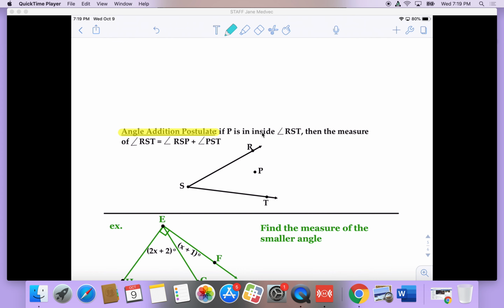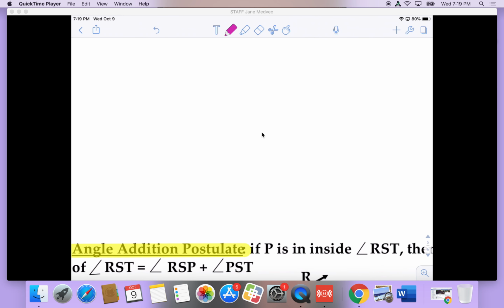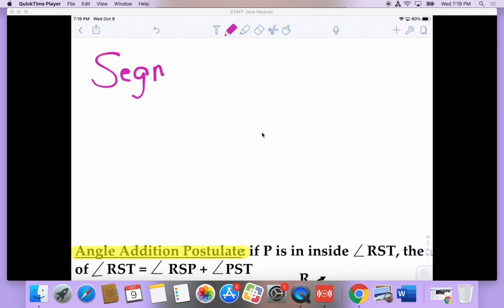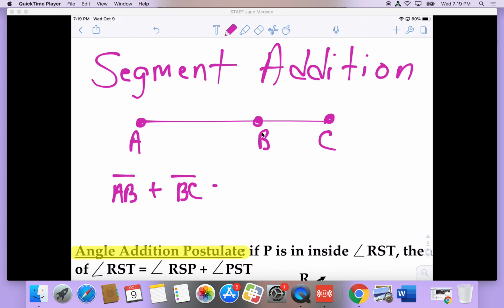All right, let's take a look at the angle addition postulate. Now, the past couple of lessons, we talked about segment addition. So if you remember with segment addition, we said that if I have a segment like this, and let's call it A, B, C, we would say that line segment AB plus line segment BC equals the whole line segment, which is AC. It's kind of like duh. If I take this piece and I add this piece, it's going to give you the whole piece.